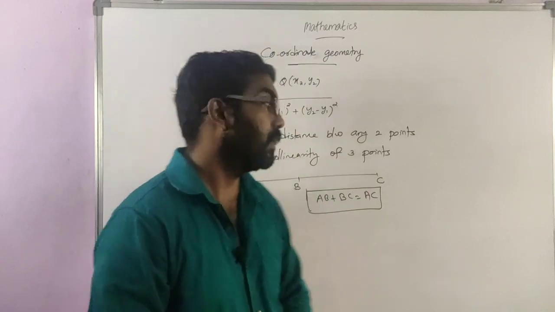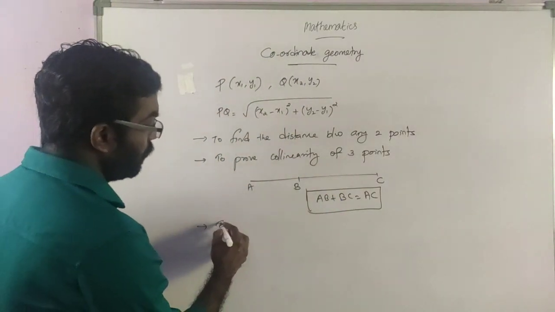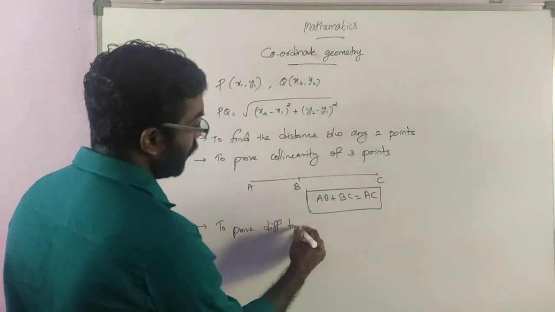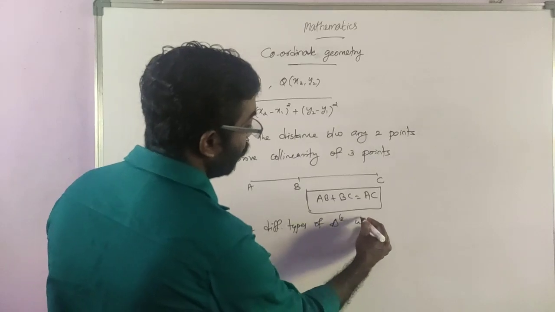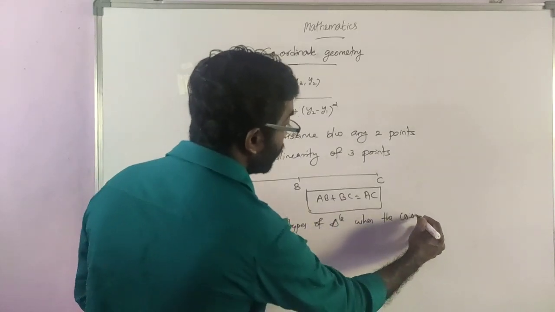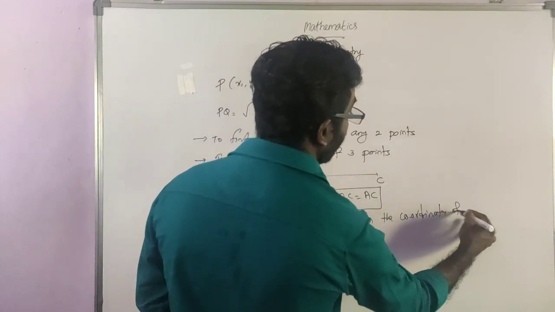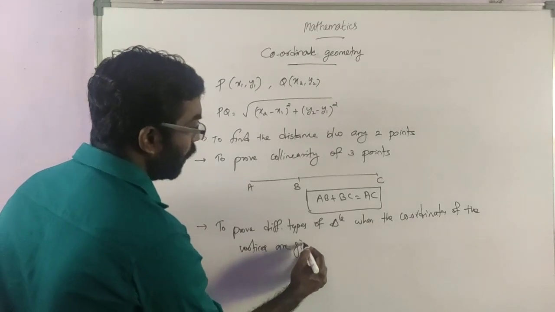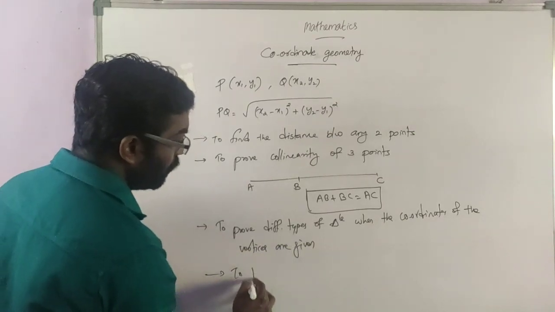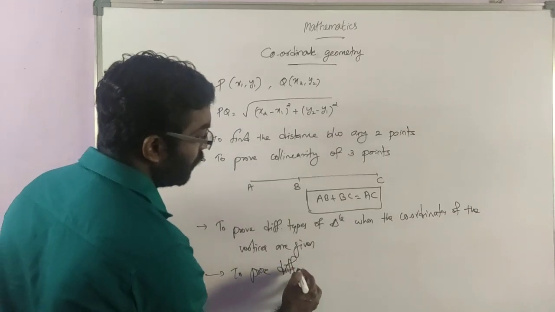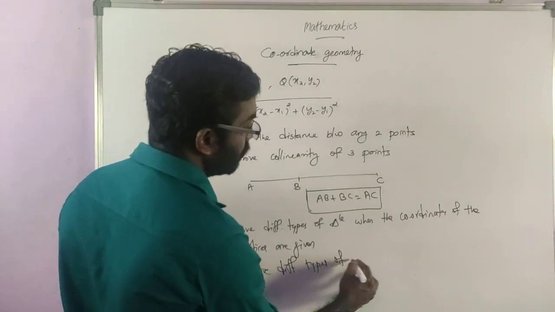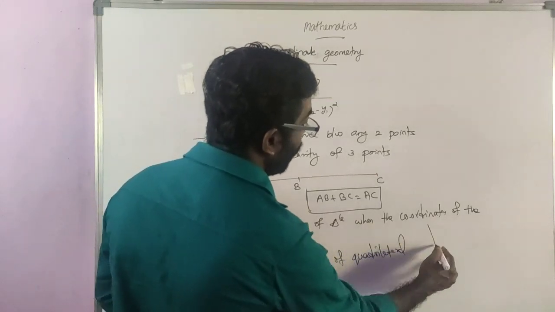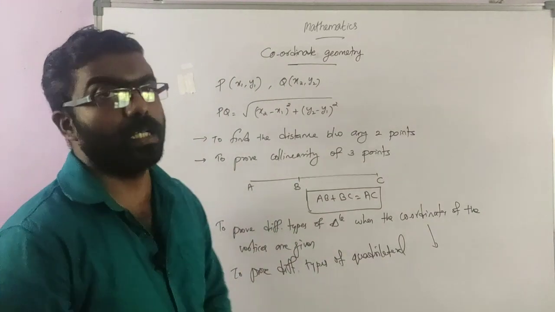Is it clear? Okay. Then the next one is to prove different types of triangles when the coordinates of the vertices are given. And one more thing is to prove different types of quadrilaterals, here also when coordinates of the vertices are given.